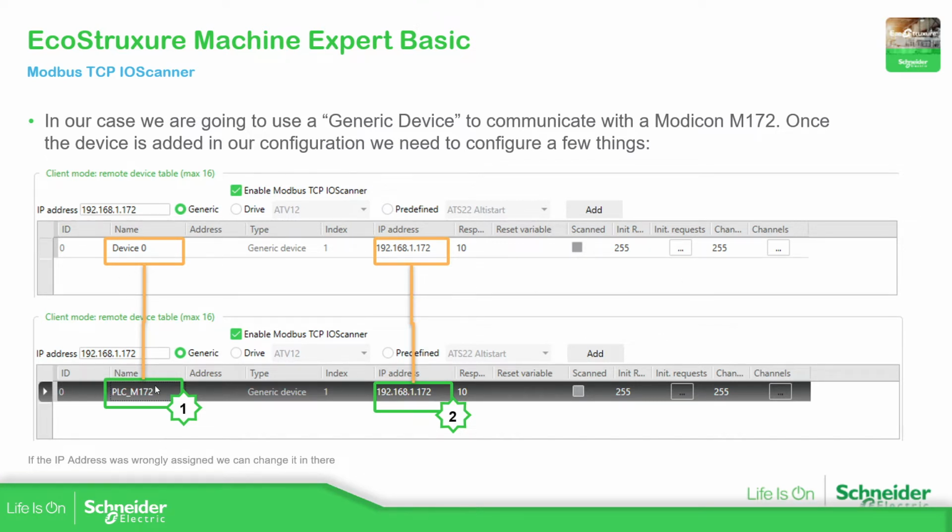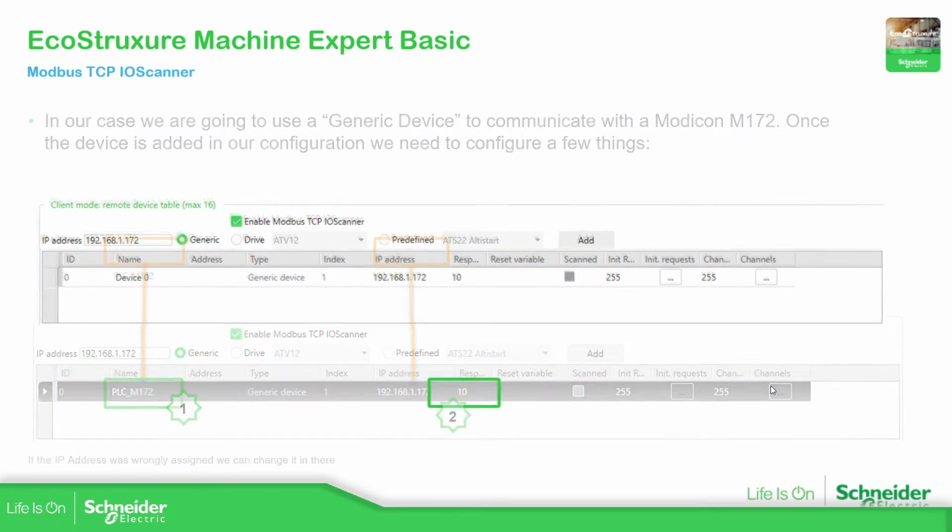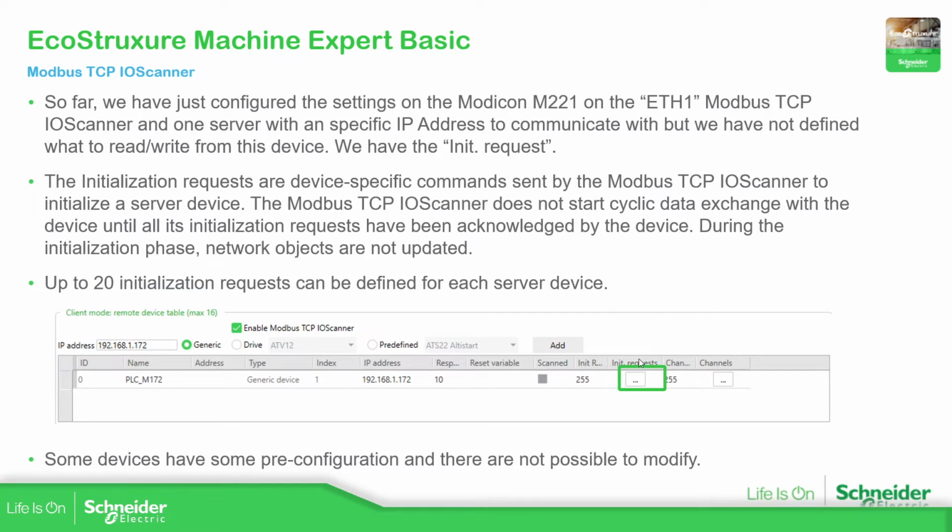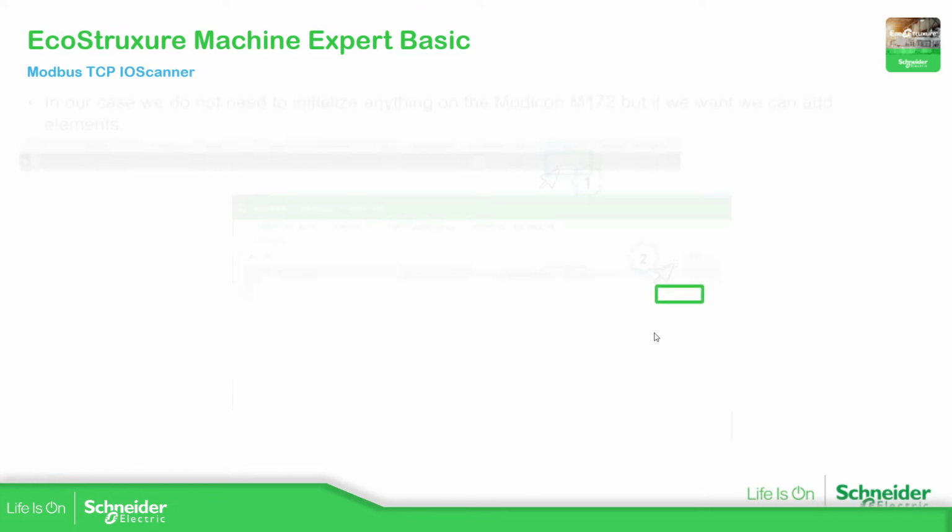Then you should be able to change the PLC name, the name of the device that you're going to communicate with. The IP address is already defined, but you can change it. And then there are two specific fields to configure, the init request and the channels. The init request allows us to pre-configure something on the other side. So you can define which variables or memory addresses you want to pre-configure on the other side. And then you have the channels.